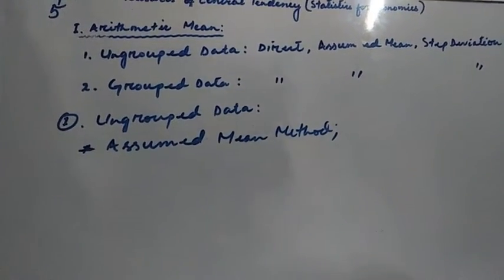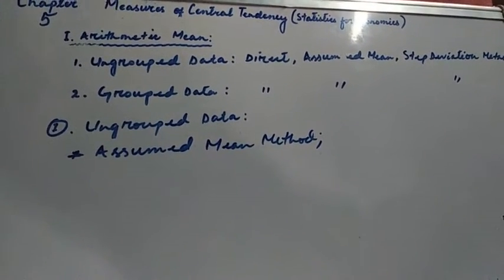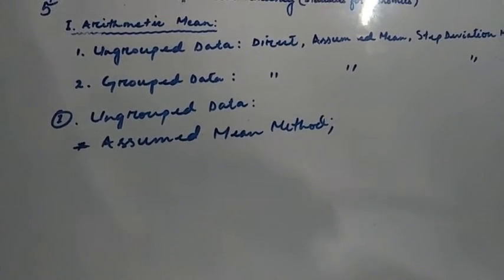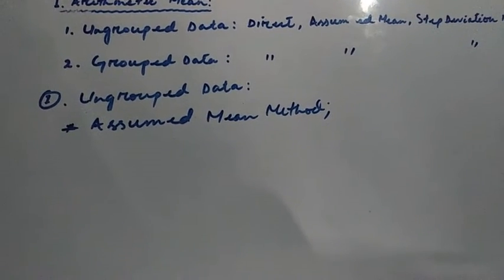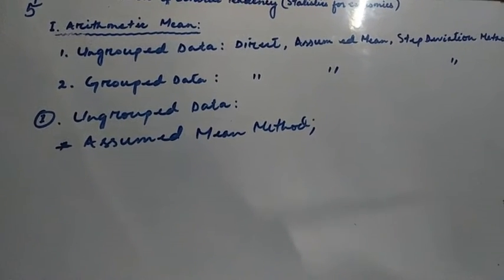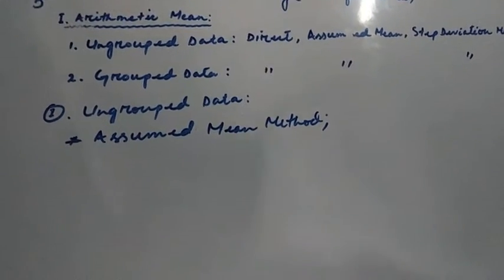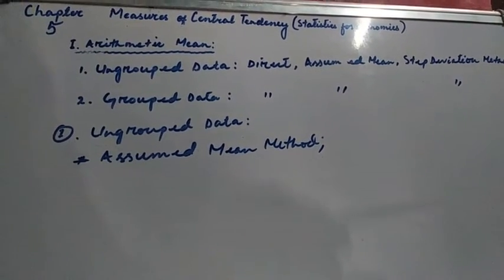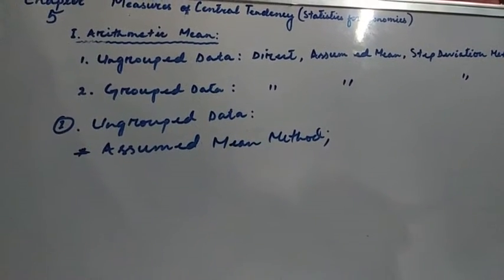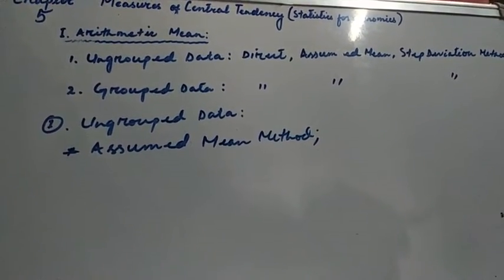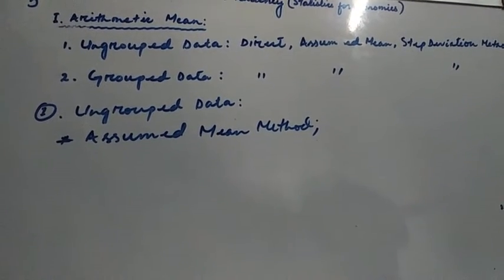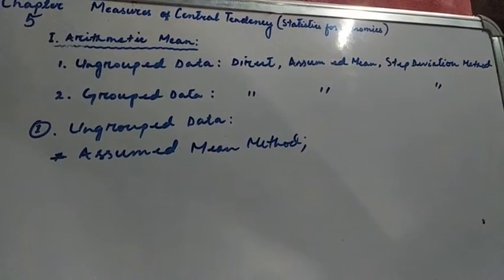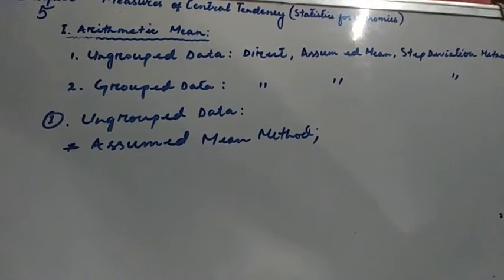In order to save time in calculating the mean when the data is very large, you can use the assumed mean method. Under this method, you assume a particular figure in the data as the arithmetic mean. So you are not going to find the arithmetic mean through the formula, but you assume one particular value that will represent the arithmetic mean. But you are not going to assume simply. You have to assume on the basis of logic or experience.